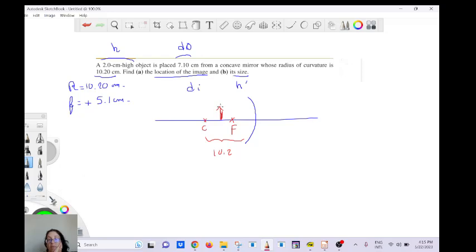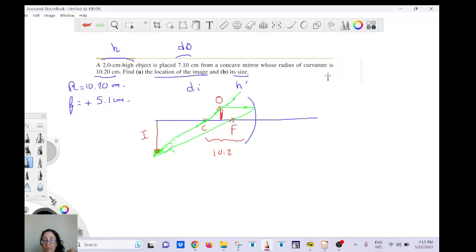You know that a ray that is parallel will go through the focal point. A ray that goes through the center will go back in the same direction. So where they meet here is going to be your image. That's your image, that's your object. So it's a real image. It's upside down, and it should be enlarged.